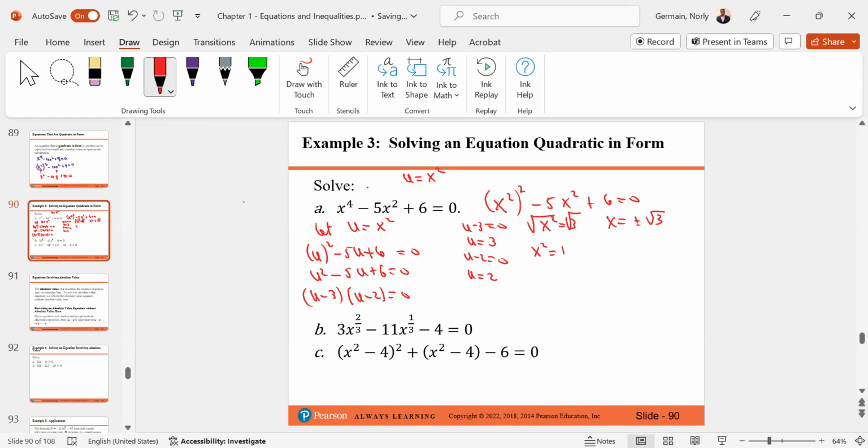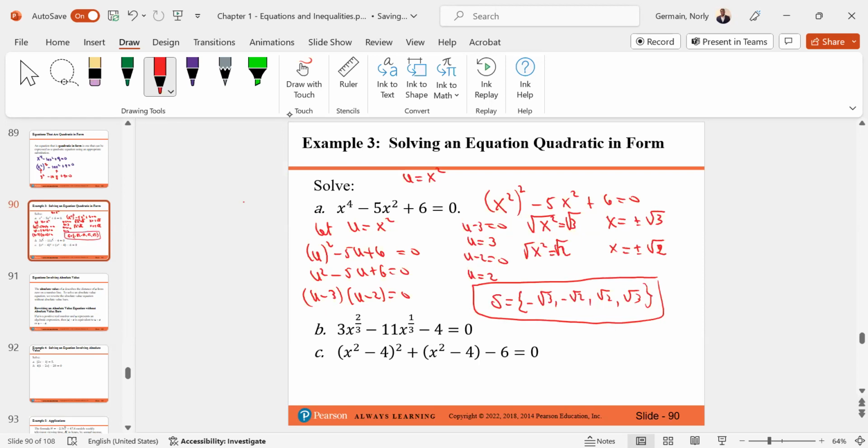X squared equal to 2. When you take the square roots from both sides, x would be equal to plus and minus root 2. And now, what are the solutions? The solutions are all these answers: negative root 3, negative root 2, and root 3. See? Power 4, 4 solutions. Power 3, 3 solutions. Power 1, 1 solution, etc. Right? Okay.